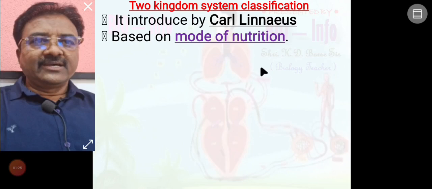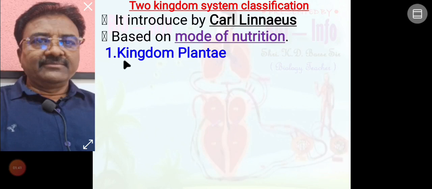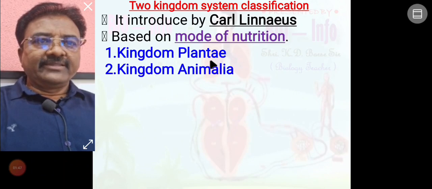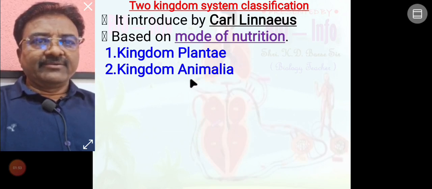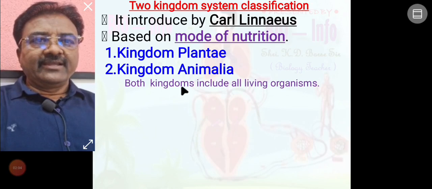Some organisms are autotrophs, which prepare their own food material. Some are heterotrophs, which do not prepare their own food material. So on the basis of mode of nutrition, the two kingdom system classification contains two kingdoms, kingdom Plantae and kingdom Animalia. Plantae means autotrophs, which prepare their own food material; Animalia means heterotrophs, which do not prepare their own food material. So all organisms are included in only two kingdoms, kingdom Plantae and kingdom Animalia.